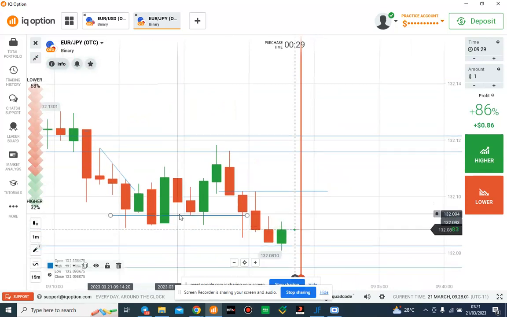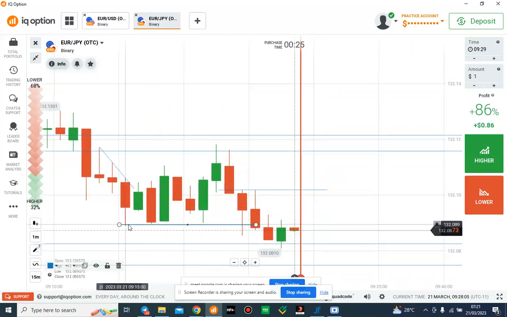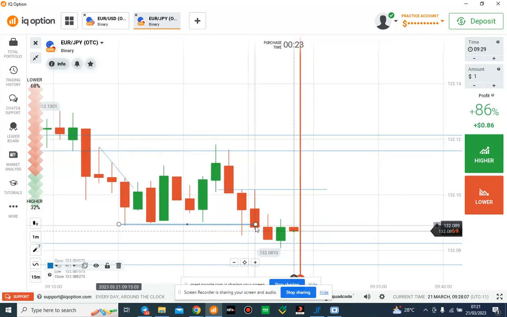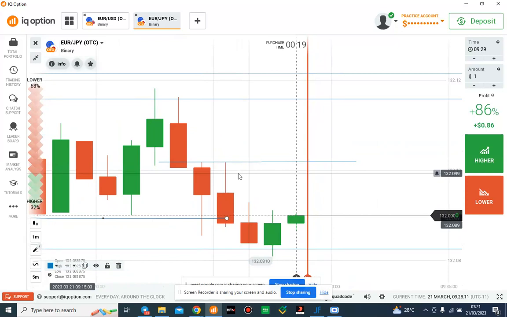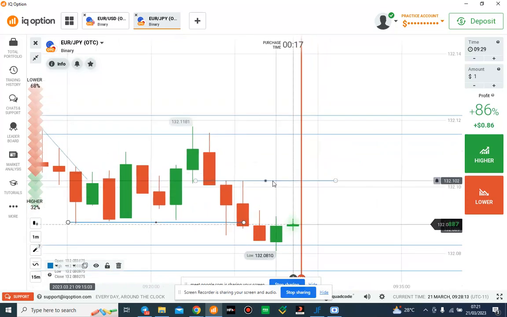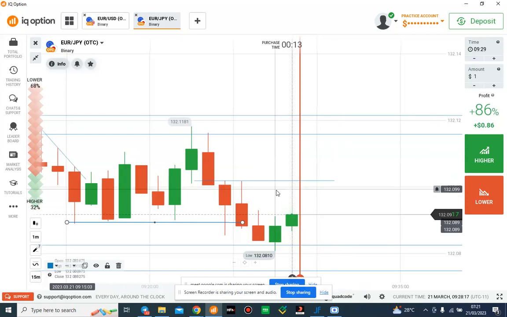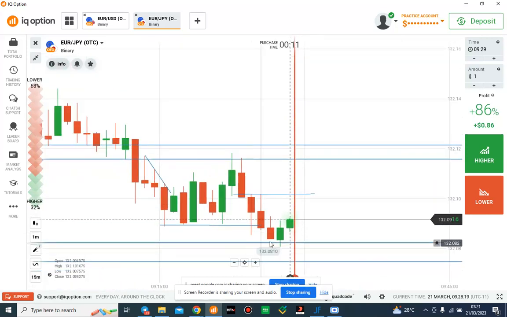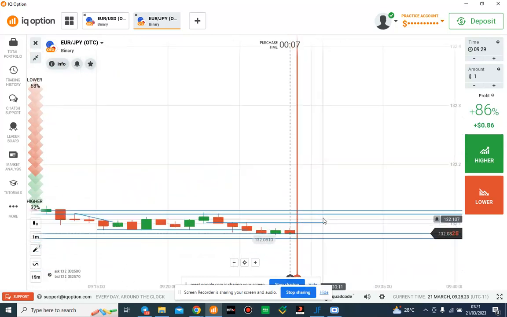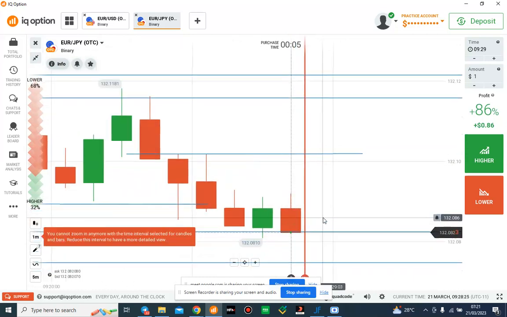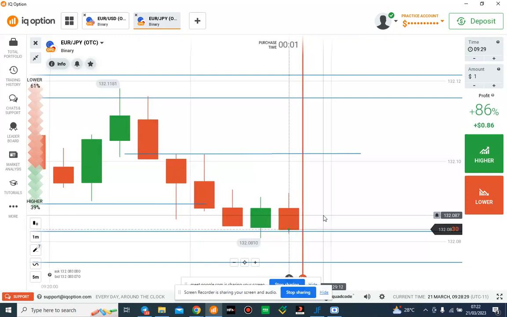Buyers violate this low. So we are having support one, support two, support three, support four. Let's say support three. If we have the break of this line, the market will go up. The market touched the major zone here, which is right here. So let's see what is going to happen.